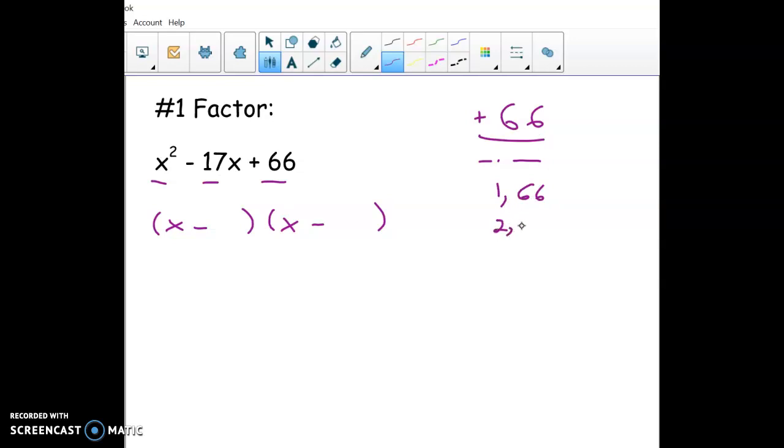like this, 2 divided evenly. That works. Okay, but I'm still not at negative 17, so let's try the next one. I think 3 works, 3 and 22, but that'd be negative 25, not negative 17. 4 I don't think works, 5 doesn't work, 6 works with 11. And that is the pair we want, because if you make both of those negative, then they add up to negative 17. So that's our factorization.